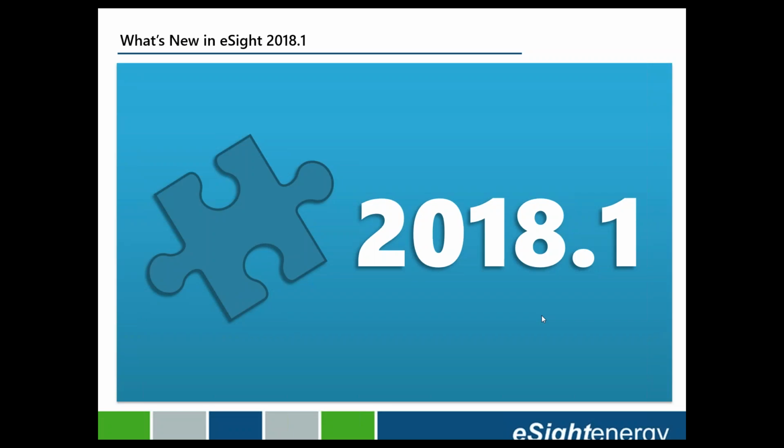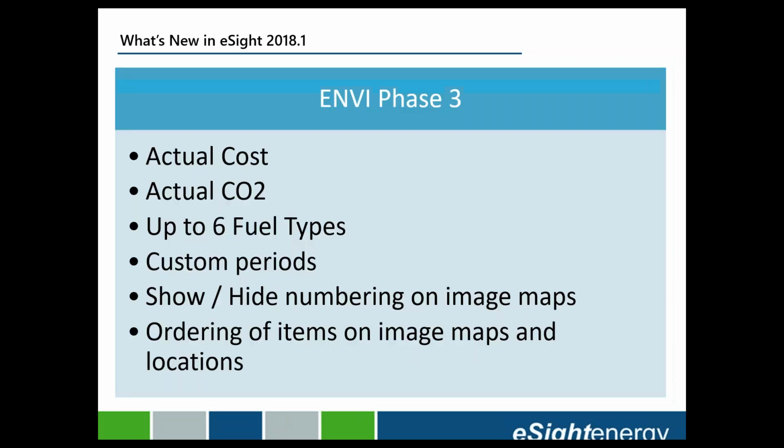started here. So what's new? eSight 2018.1. We've introduced a number of things, kind of broken into several key categories, I suppose.